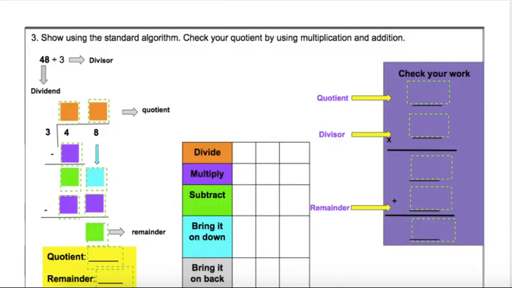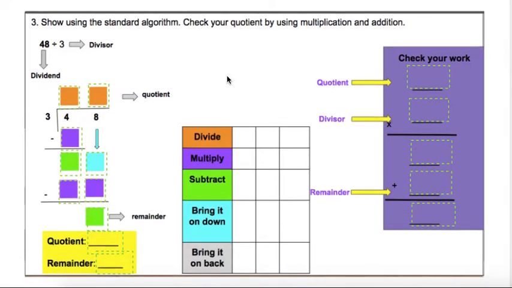I want us to do slide 7, number 3. Let's go ahead and sing that song. If you think you know how to sing that song along with Miss Turner, go ahead and sing it with me. Divide, multiply, and subtract. Bring it on down and bring it on back.